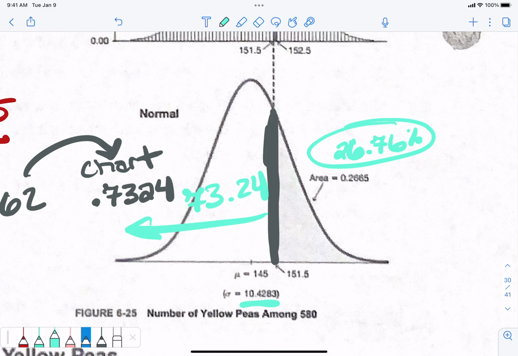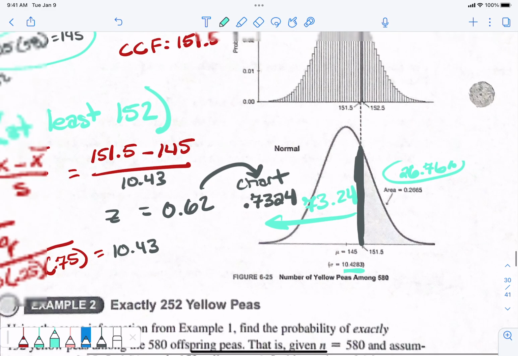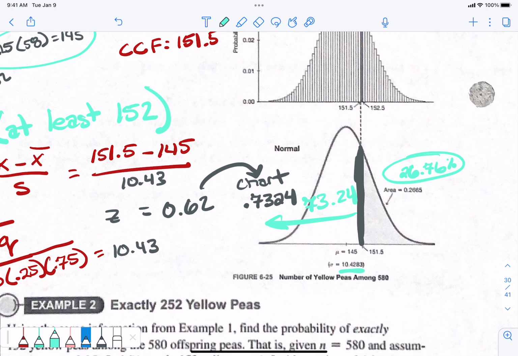This is a similar process to what we've been doing all along. We find the Z-score, we find the percent, but we have to use the decimal form for X. We have to convert that to a different value.